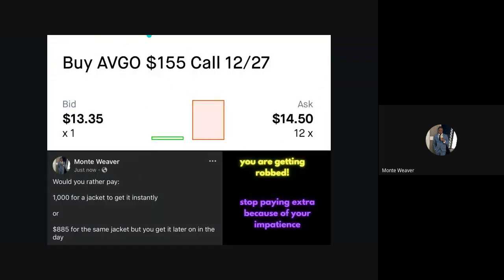Next, I'm going to give you guys something to help everybody out, because I know a lot of you are probably not doing limit orders, and I know a lot of you are probably getting into trades and saying, why am I down off rip? Stop overpaying for the contract, right? So, example, in the chat, let me know, would you rather pay $1,000 for a jacket and get it instantly? Or would you pay $885 for the exact same jacket, but you just have to wait and you'll get it later on in the day? Tell me in the chat, would you rather pay $885 or pay $1,000?